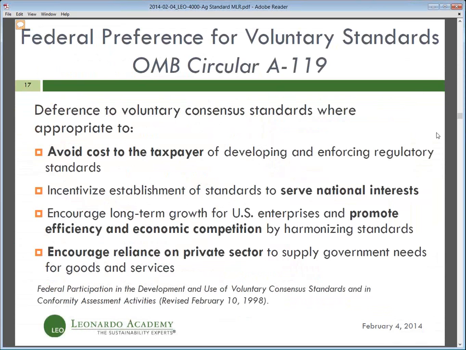They give deference to voluntary consensus standards where appropriate to avoid the cost to taxpayers of developing and enforcing regulatory standards, incentivize establishment of standards to serve national interests, encourage long-term growth for U.S. enterprises, promote efficiency and economic competition by harmonizing standards, and encourage reliance on the private sector to supply government needs for goods and services.